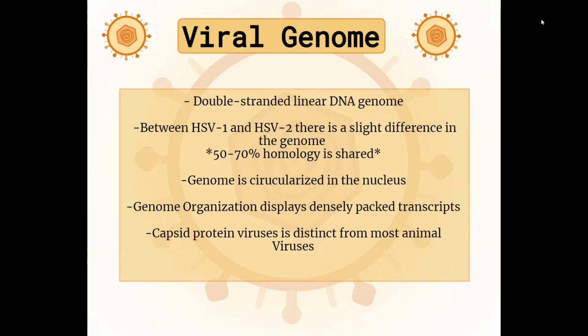On this slide, I'll be discussing the viral genome of the human herpes virus 1 and 2. It is known that it is a double-stranded linear DNA genome. Between HSV 1 and 2, there is a slight difference in the genome, which causes a 70 to 50% homology that is shared. The genome is circularized in the nucleus and is replicated in the nucleus as well. The genome organization displays densely packed transcripts. The capsid protein of these viruses is distinct from most animal viruses.